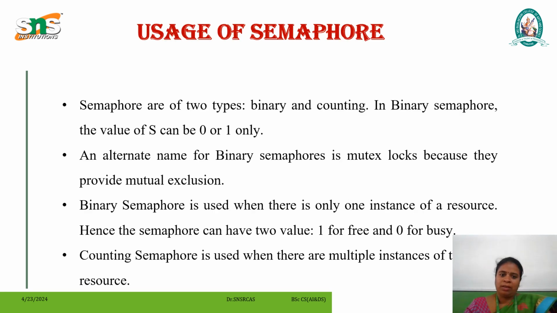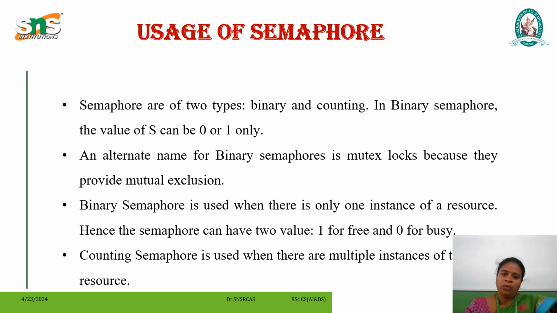Next, usage of the semaphore. Semaphores are of two types: binary and counting. In a binary semaphore, the value of S can be zero or one only. An alternative name for the binary semaphore is mutex lock, because they provide mutual exclusion. A binary semaphore is used when there is only one instance of the resource. Hence, the semaphore can have two values, one for free and zero for busy.